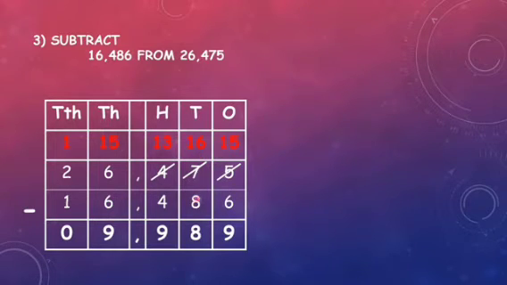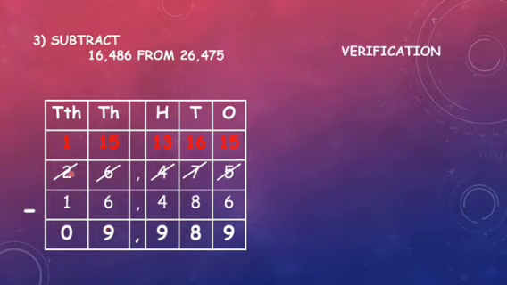So 16 minus 8. 6 is less than 8, so I have to borrow 1 again from the hundreds place. 16 minus 8 becomes 8. 4 becomes 3. 3 is less than 4 again, 1 being borrowed, 13 minus 4 is 9. 6 becomes 5. 5 is less than 6, so 1 borrowed again. 15 minus 6 becomes 9.